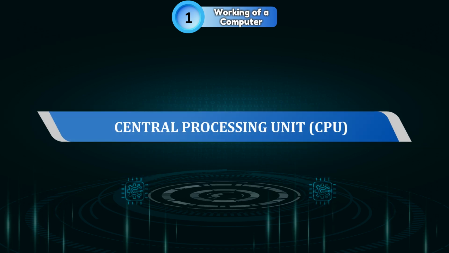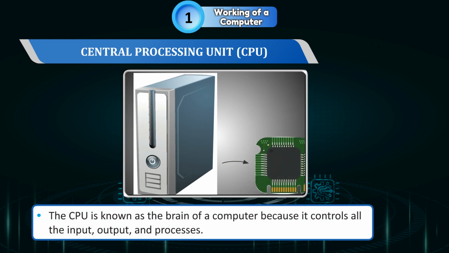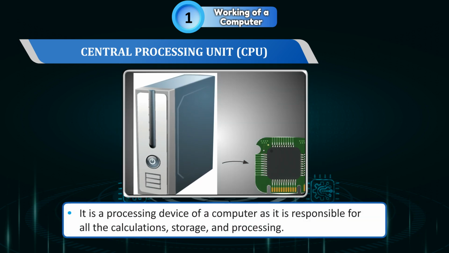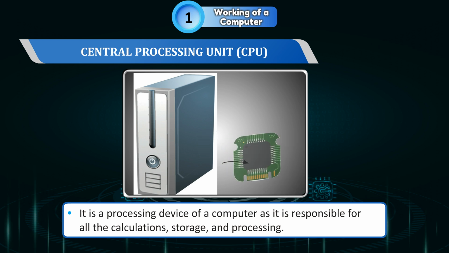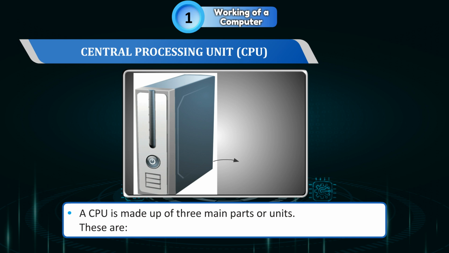Central Processing Unit (CPU). The CPU is known as the brain of a computer because it controls all the input, output, and processes. It is a processing device of a computer as it is responsible for all the calculations, storage, and processing. A CPU is made up of three main parts or units.